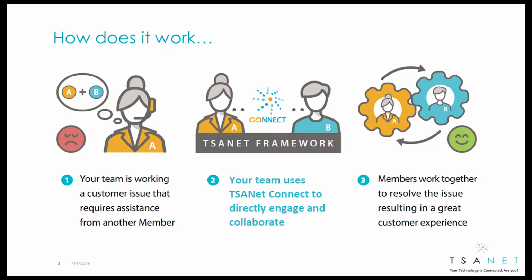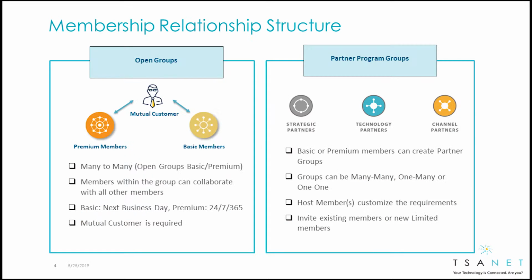A typical use case starts out with an engineer working a customer issue that requires assistance from another member. The member uses TSANet Connect to collaborate with the other member, resolving the issue without finger pointing the customer. The TSANet relationship structure is designed around many-to-many open groups and the ability for members to host more strategic relationships or host their partner programs. TSANet is a relationship infrastructure allowing all types of collaborative relationships.